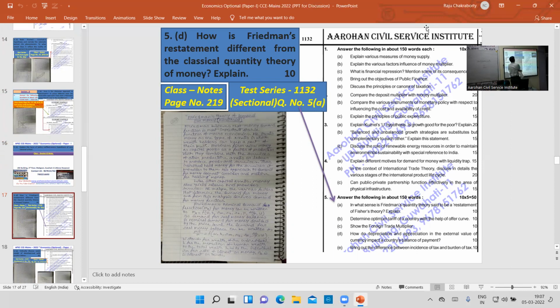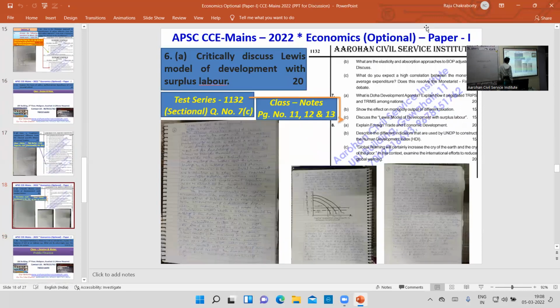Restatement different from the classical quantity theory of money. Expect class for this one. Discuss question here. The quantity theory is said to be the restatement of the Keynesian theory; explain this question. We will discuss it in the test series.